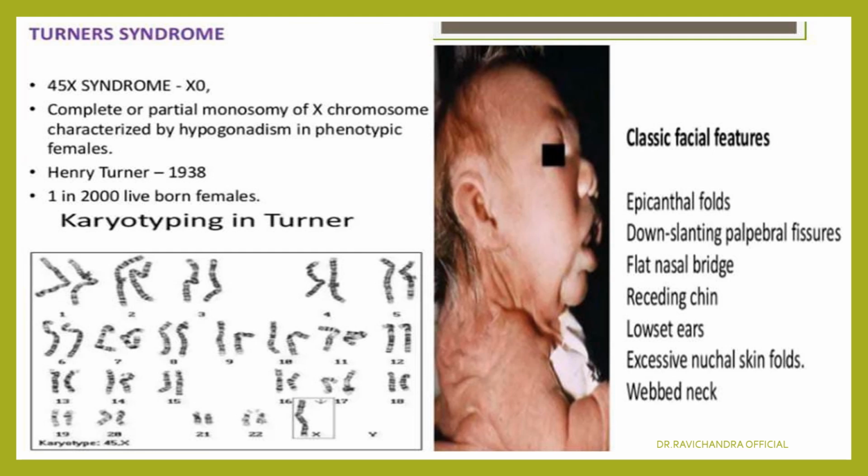Karyotyping will help in identifying the Turner syndrome. There will be epicanthic folds, down slanting palpebral fissures, flat nasal bridge, receding chin, low set ears, excessive nuchal skin folds, and webbed neck. So remember Turner syndrome 45XO, epicanthic folds, low set ears, nuchal skin folds, webbed neck are some important features.